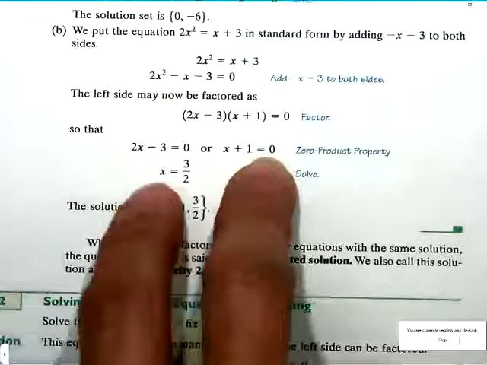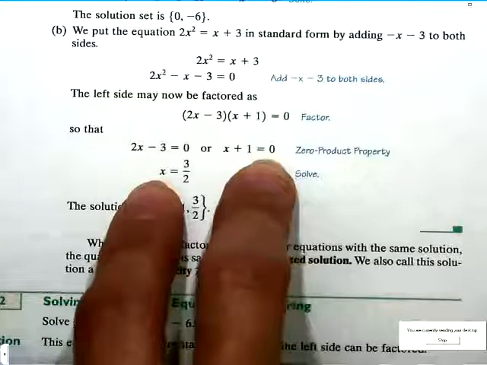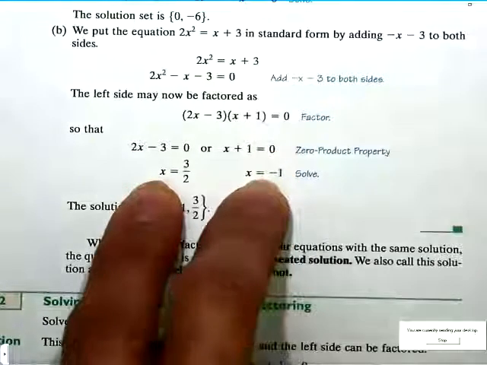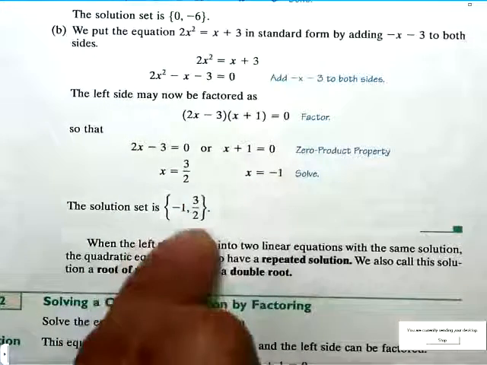The first one, you add 3 to both sides and then divide by 2. The second, you subtract 1 from both sides. And you get the 2 solutions -1 and +3/2.